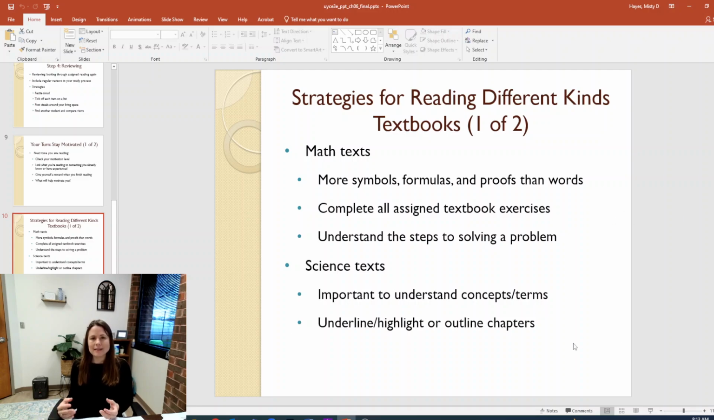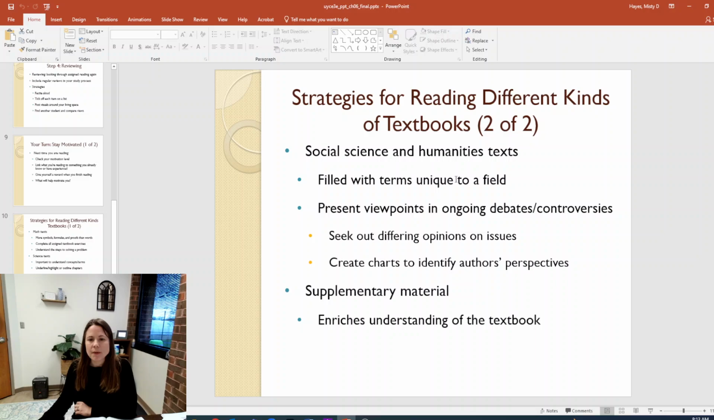In science, it's a little different, because a lot of times science comes with a lot of terminology. So it's important for you to understand all those concepts and terms. It'd be a good idea for you to do outlines and then underline and highlight.